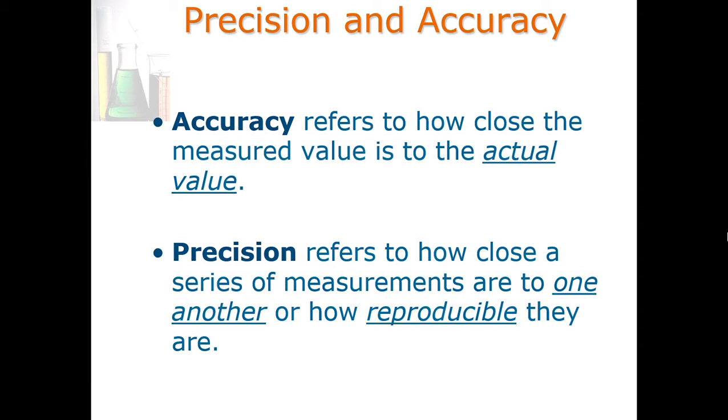Accuracy refers to how close is the measured value to the actual value that we're supposed to obtain. Precision refers to how close a series of measurements are to one another. In other words, how reproducible they are.